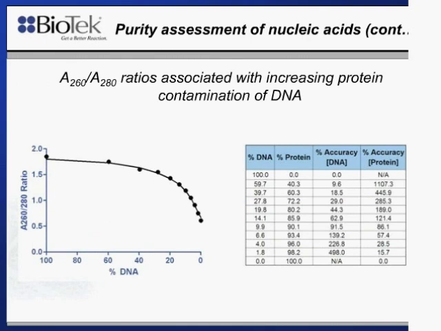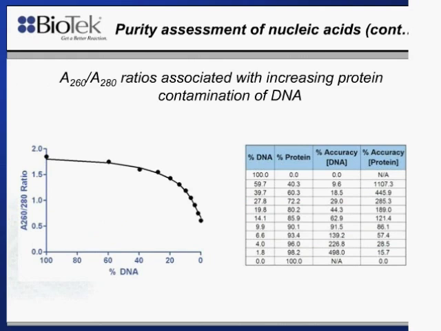If we look at this data a little bit differently here, now what we're looking at on the left is a graph of how that ratio changes with the increasing concentration of protein and decreasing concentrations of DNA. And again, as I mentioned, 40% protein contamination results in a very small shift in that A260/A280 ratio. What's more important is if we take a look at the table over here, we can start to see what kind of effect that has on the accuracy of our DNA and protein determinations.